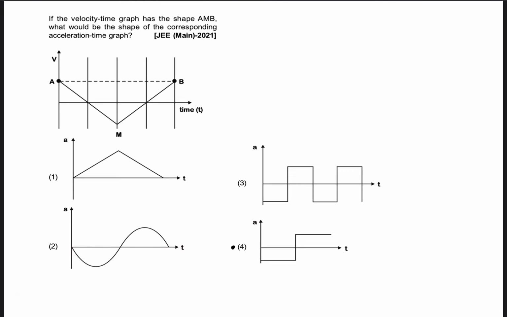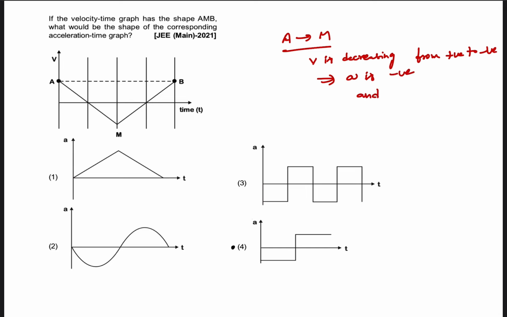Next one, if a velocity time graph has the shape A, M, B, what would be the shape of the corresponding acceleration time graph? Now you see here, from A to M, V is actually decreasing. When V decreases, tell me now, from positive value it is coming to negative value. Decreasing from positive to negative is possible only when A is negative. It implies A is negative.